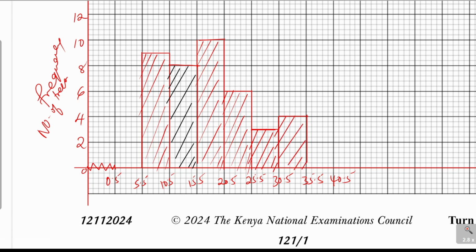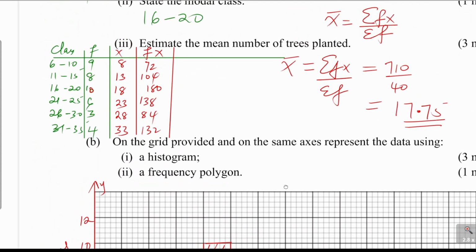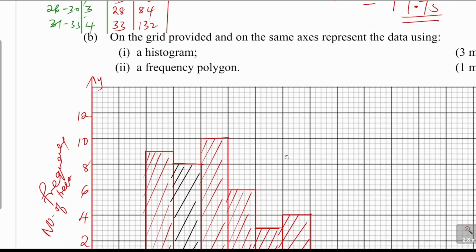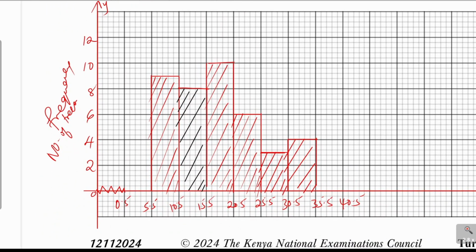So that is the histogram. We've done the histogram. Now the next one is the frequency polygon. For the frequency polygon, we join the midpoint of the top of these bars, the midpoint of the top of the bars, using straight lines.